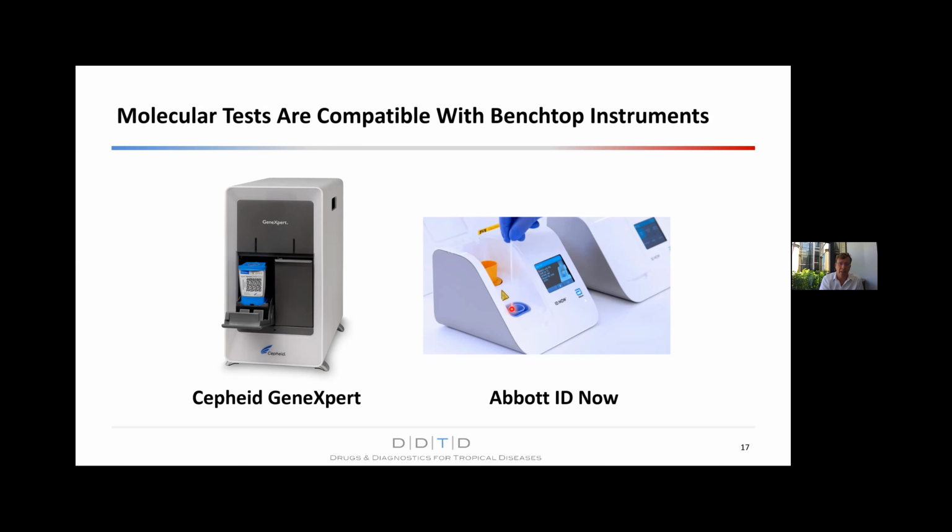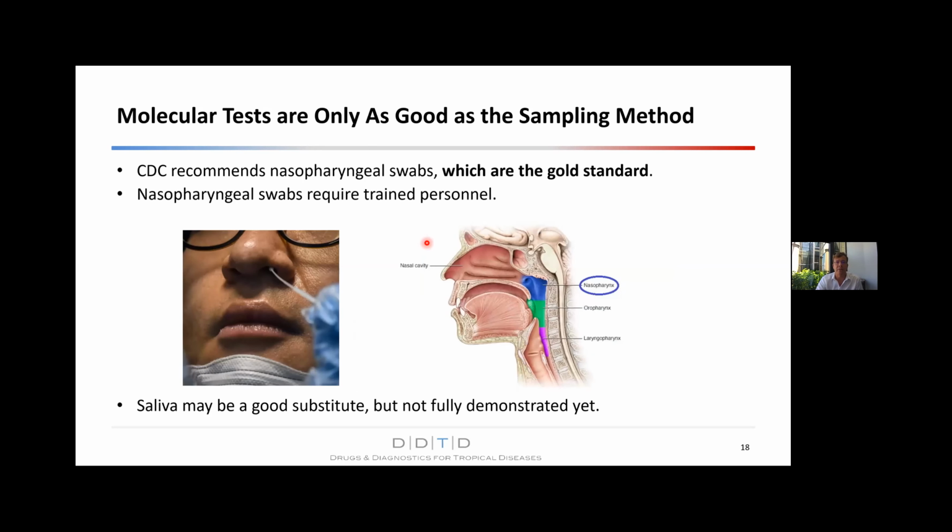But there's a caveat, and it's that molecular tests are only as good as the sampling method. So the CDC still recommends nasopharyngeal swabs, which remain the gold standard to date. These nasopharyngeal swabs require trained personnel, and they consist in inserting a very thin and flexible swab through the nose, and then you have to go horizontally, go past the delicate structures of the turbinates, and reach the very back of the throat, pretty much at the height of your ears. So this is the nasopharynx.